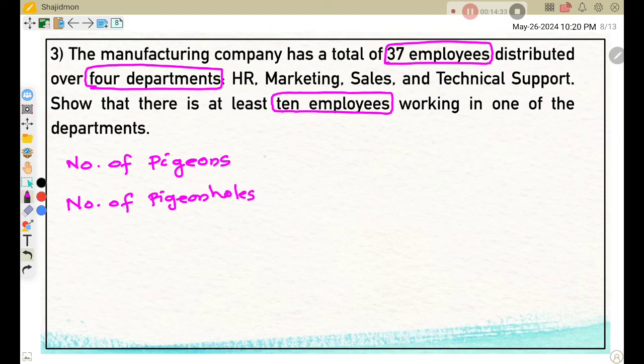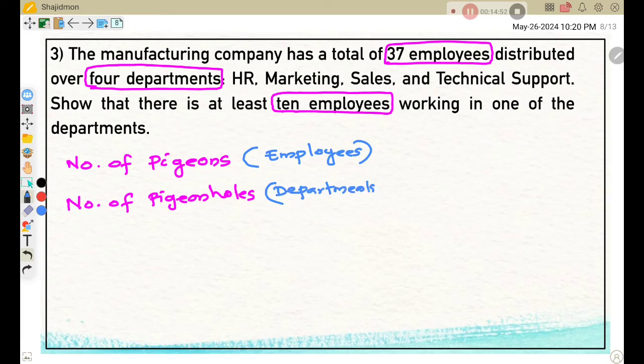Number of pigeonholes. Here, number of pigeons means number of employees. Okay, employees we are taking here as the pigeons, and pigeonholes means we are taking the departments. How many departments? 4 departments, like this.